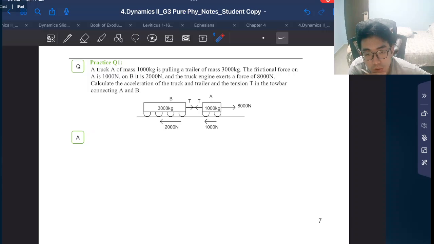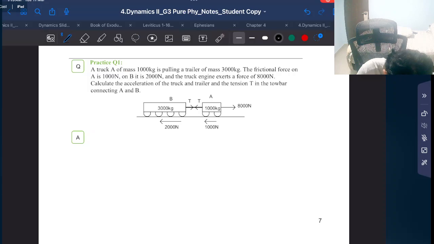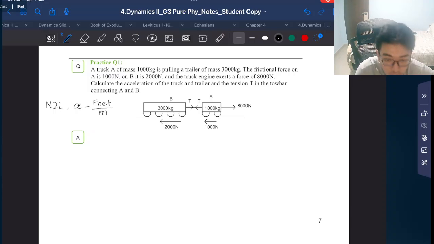Let us continue with Newton's second law. Just to recap, Newton's second law says that the acceleration of the object will be equal to the resultant force over the mass of the object. So we take a look at what the question is asking.